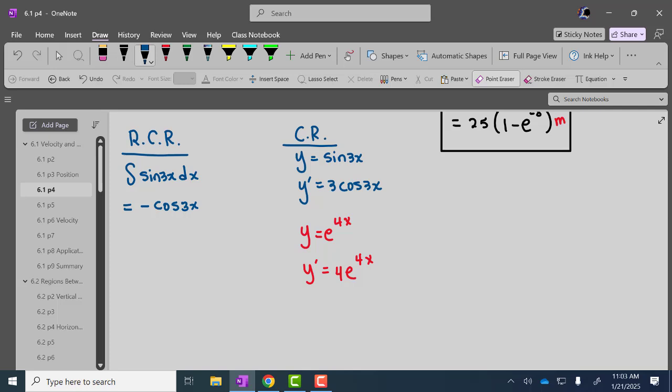And then we go to the inside. The derivative of the angle is 3. If we were differentiating, we would multiply by 3. But because we're integrating, we divide by 3. And then you have to add a constant of integration.